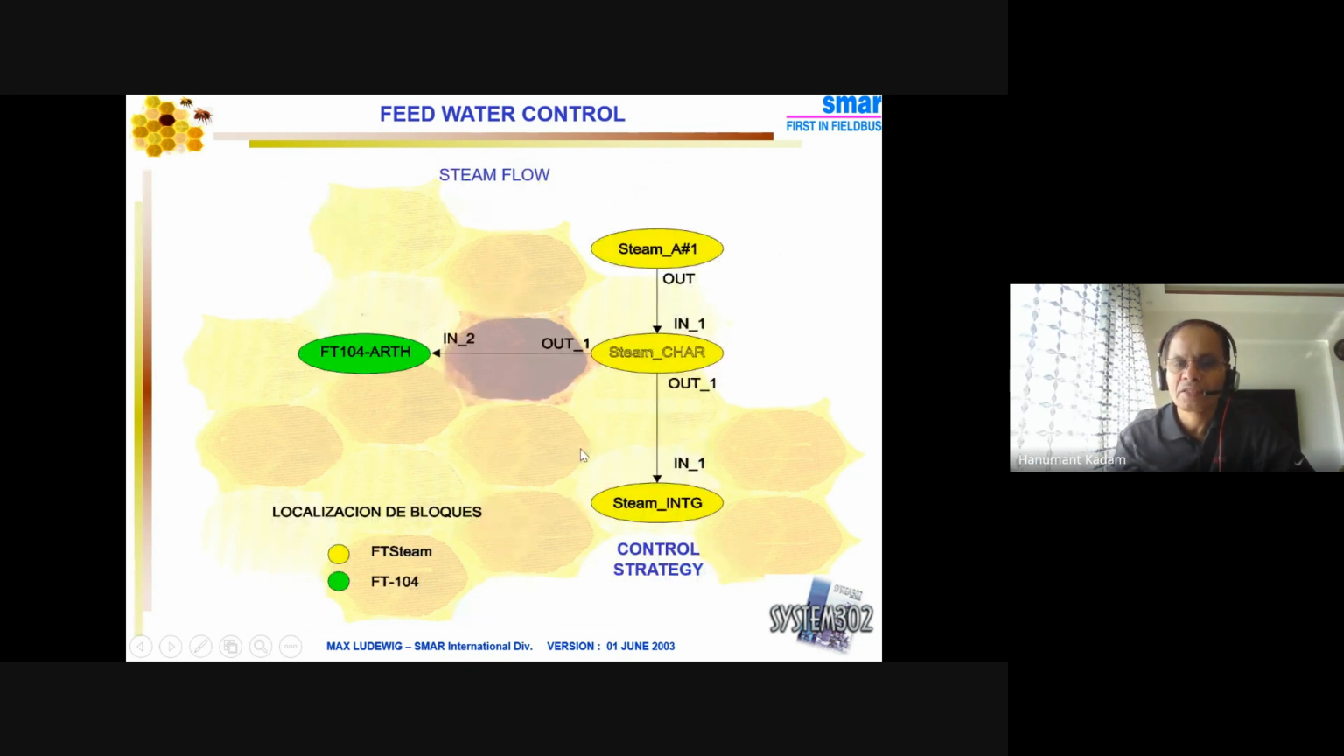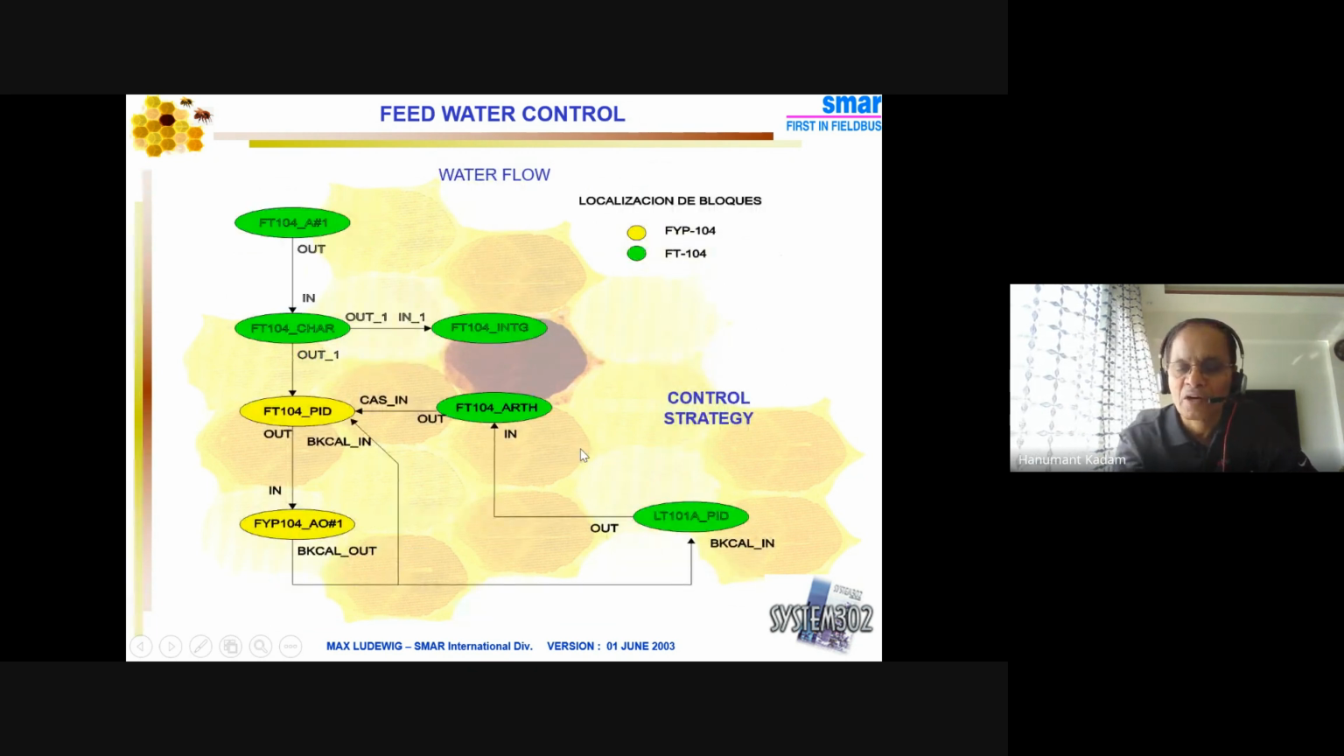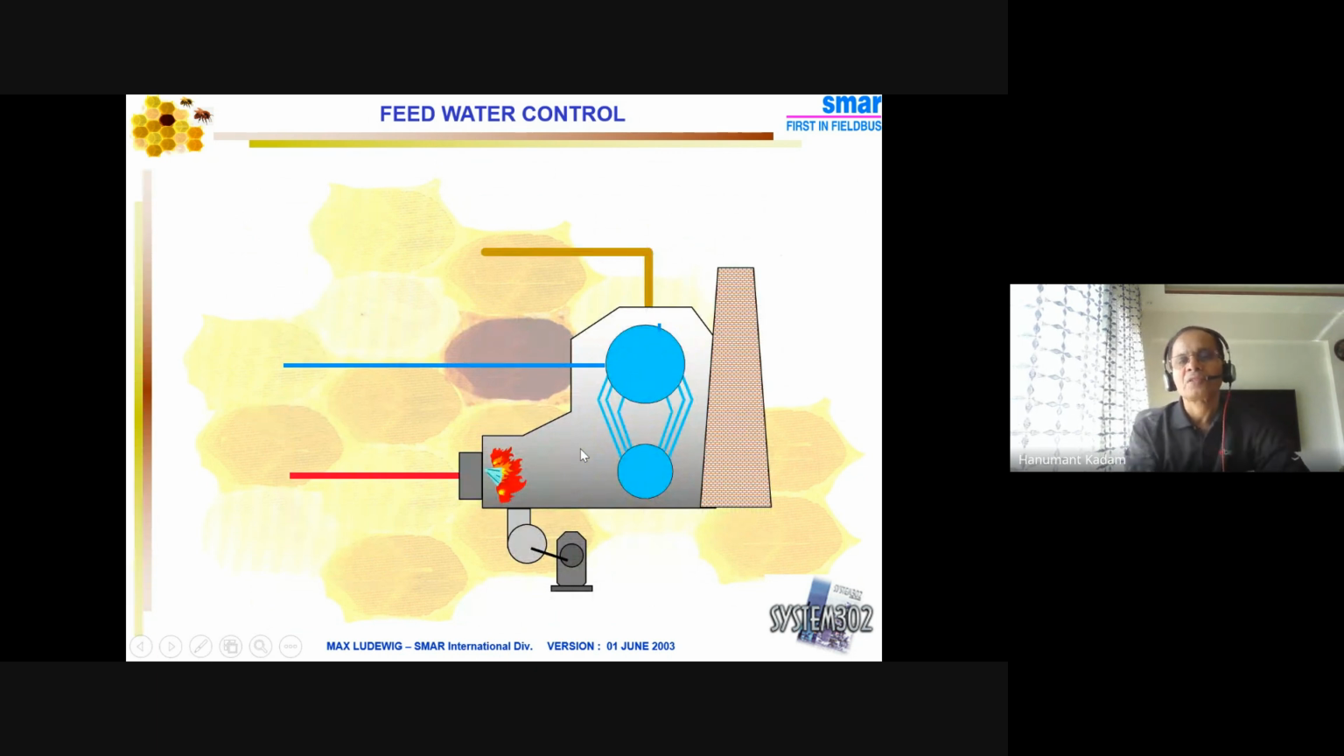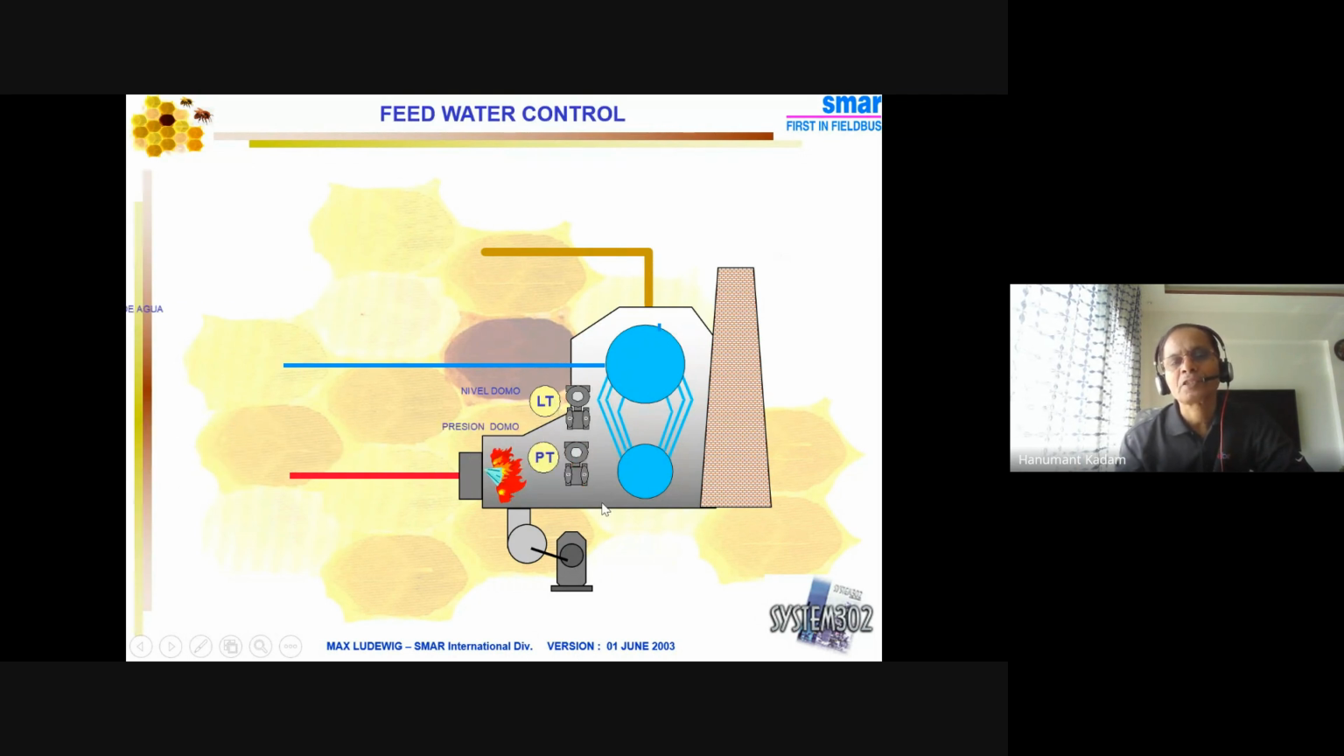this we have discussed last time. So we are going fast. Few slides I am using out of this. How feed water flow or feed water is controlled in this slide. You can see this is a drum level. This is a level transmitter for drum level, pressure transmitter, flow transmitter, and this is the steam coming out.